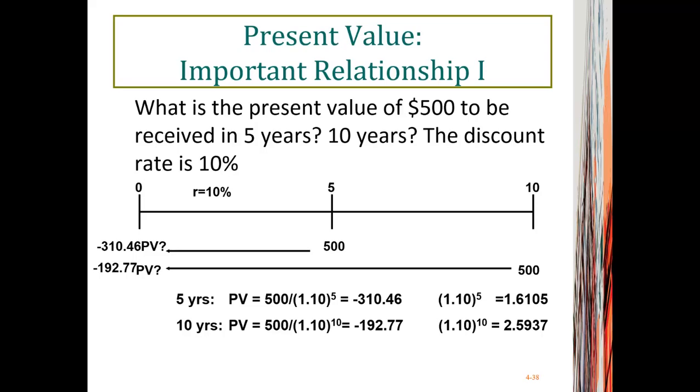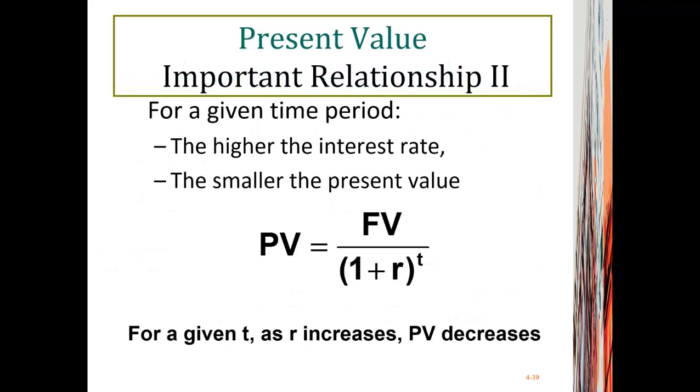Now here's another example showing you how the number of time periods matters. If you are going to receive $500 in 5 years, the present value is $310. If you receive the same amount of cash flow in 10 years, the present value is much smaller, a little less than $200. And the second relation that you can discover from this equation is the higher the interest rate, the smaller the present value.